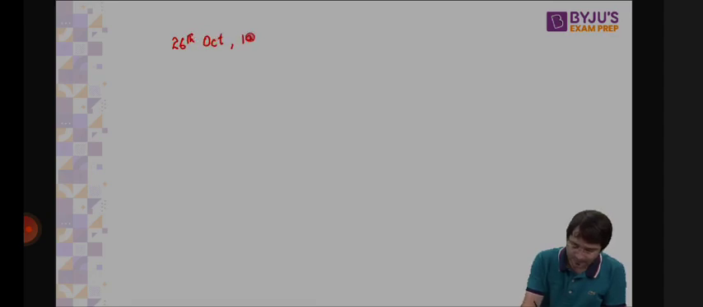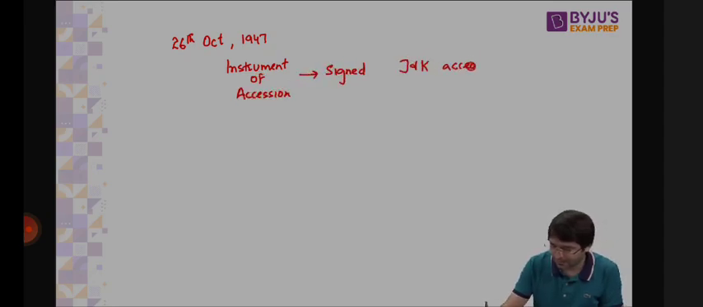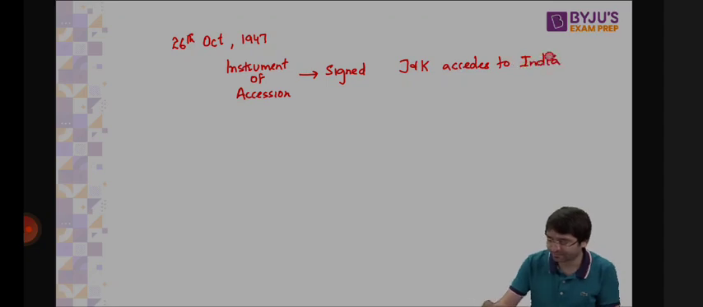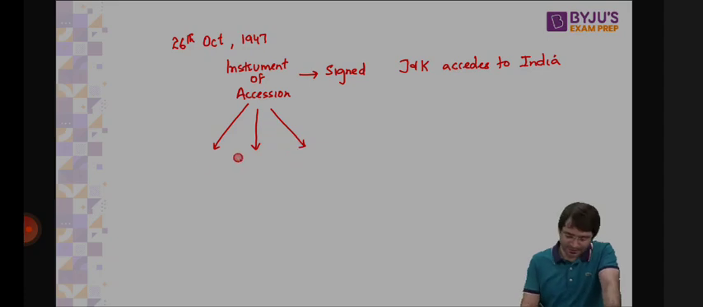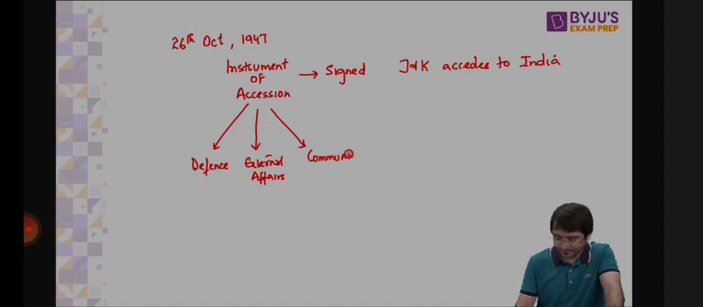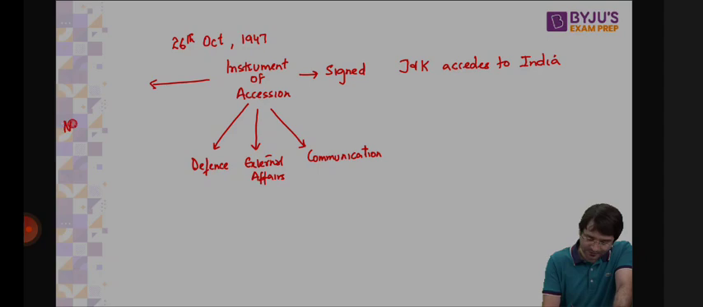the Instrument of Accession is signed. Jammu and Kashmir accedes to India. But in this Instrument of Accession, the Maharaja gave up three powers: defense, external affairs, communication. There was signing of the Instrument of Accession. There was no merger agreement signed.